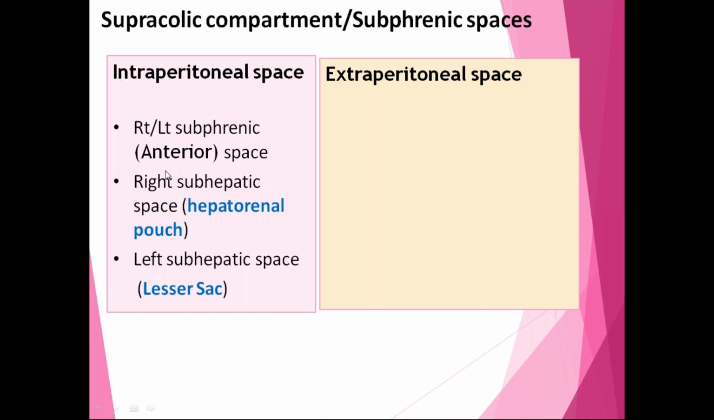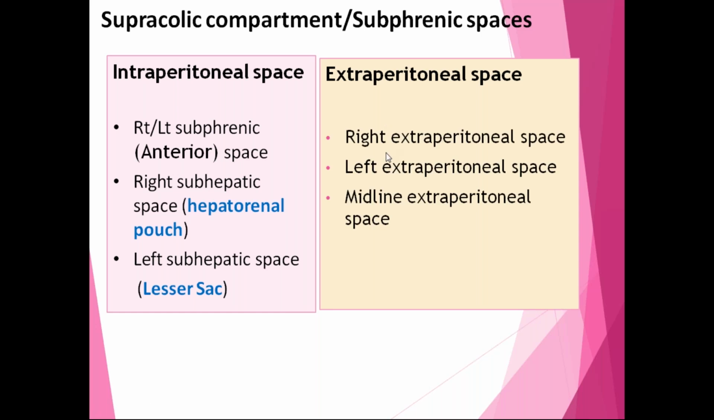The right subhepatic space is otherwise called hepatorenal pouch or Morrison's pouch. The left subhepatic space is otherwise called as lesser sac. So there are four intraperitoneal spaces: right and left subphrenic space and right and left subhepatic space. Next will be the extraperitoneal space. There are 3 extraperitoneal spaces. If you know the name, that is enough. Right extraperitoneal space, left extraperitoneal space, midline extraperitoneal space.